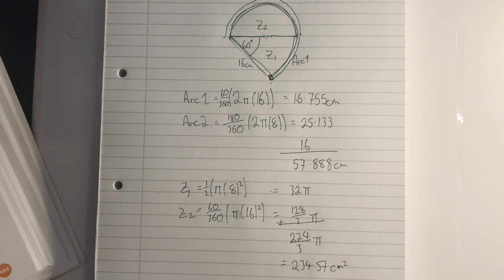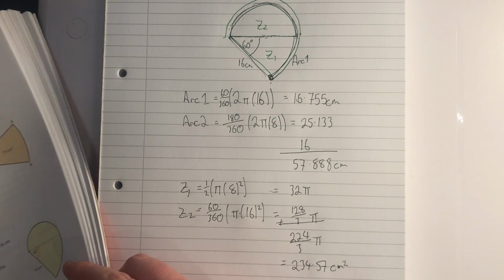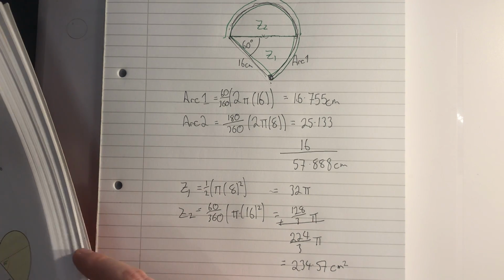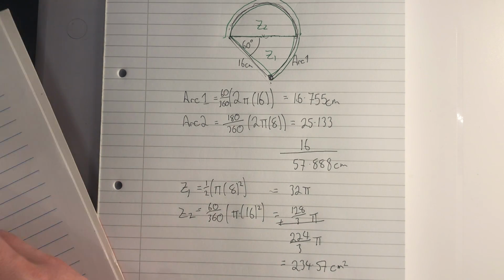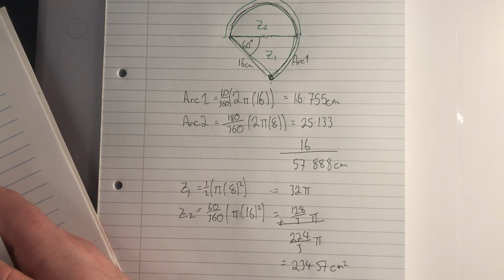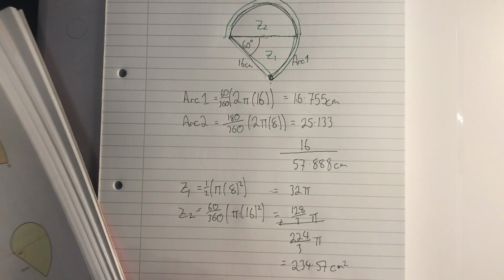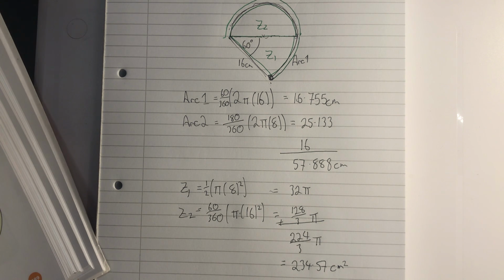I'll just check my answer at the back. This is 18.2, and we're looking at question 16, and we want 234.57. Yeah, good. So it says 235. So yeah, we're okay with that. I'm happy enough with that as my answer.